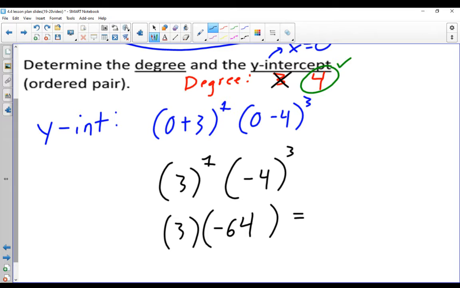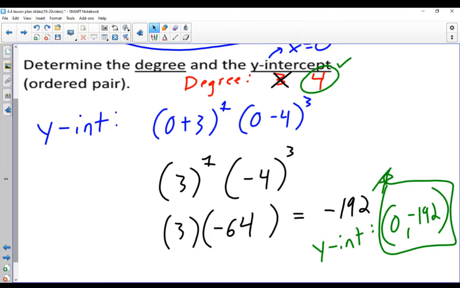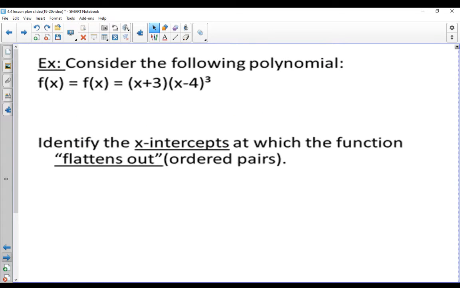Multiply those two numbers together. -64 times 3 gives you -192. So that is your y-intercept. But don't forget, ordered pair, (0, -192). Type it in the Hox program, done. Easy peasy. Okay, degree and the y-intercept, done. Now moving on to the key points.